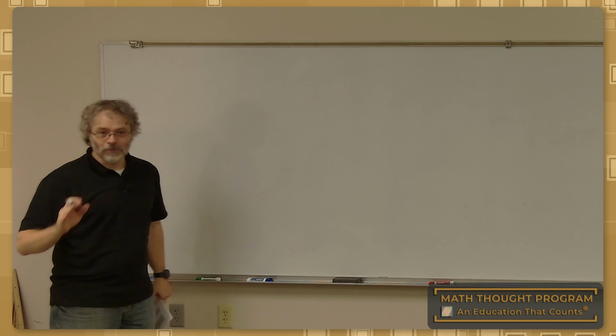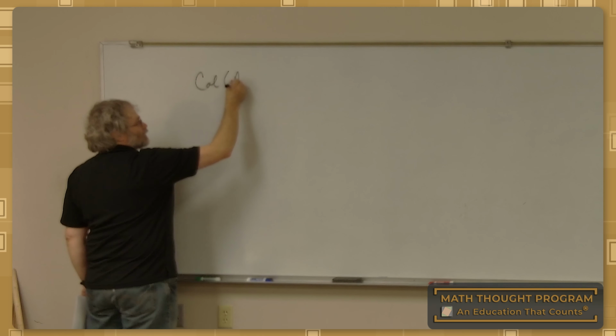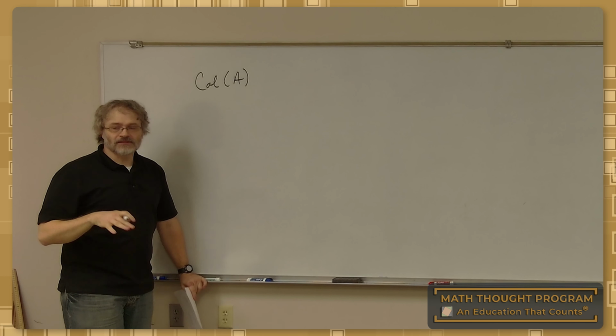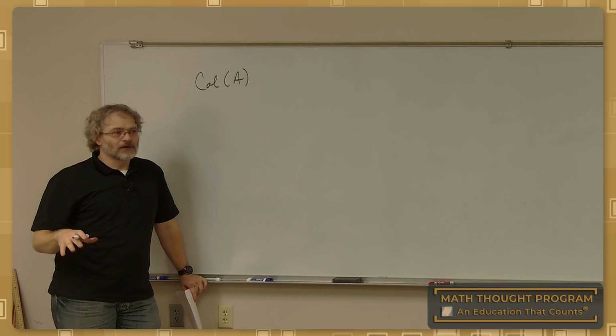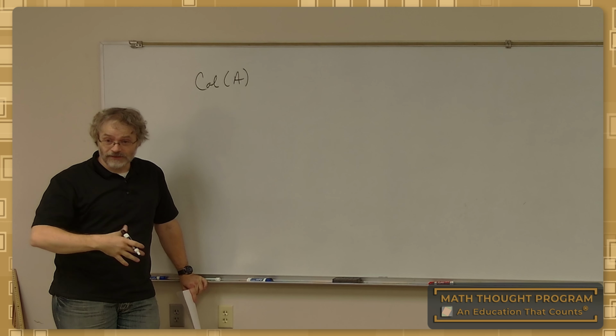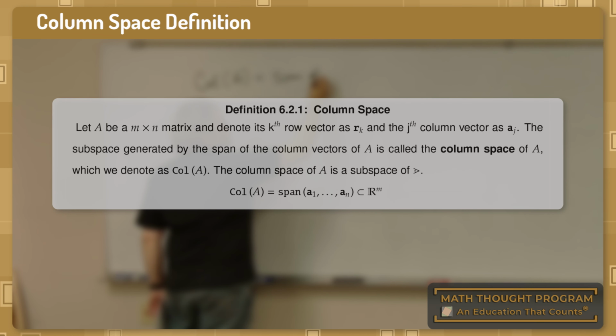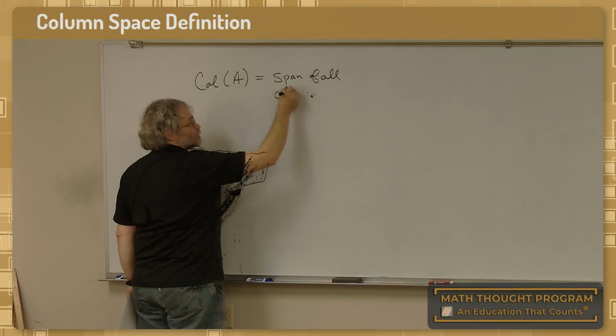So last time what we did, we jumped into this idea of column space. The column space of a matrix corresponds to all the column vectors within the matrix, and we look at the span of those vectors. So you could say it's the span of all column vectors.